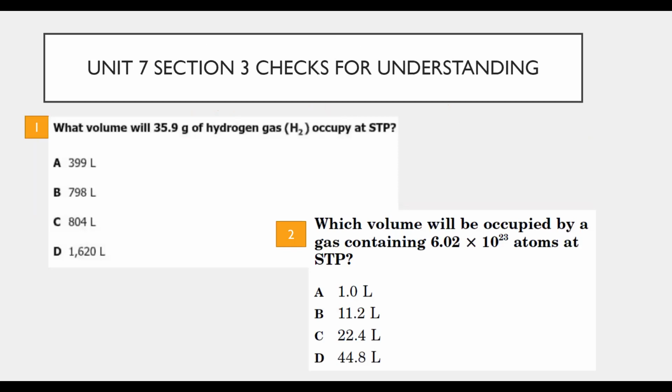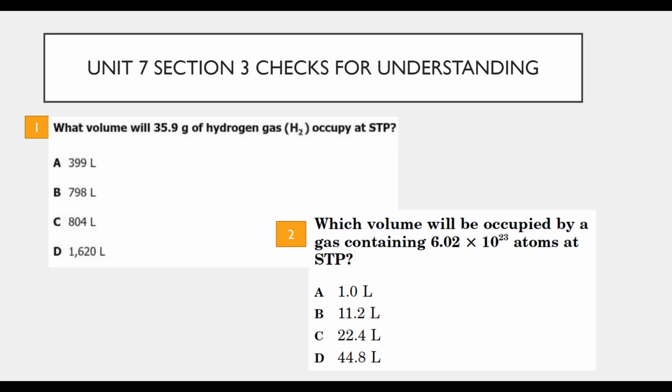All right, checks for understanding number 1. What volume will 35.9 grams of hydrogen gas occupy at STP, standard temperature and pressure? Normally, guys, I told you you could round your atomic masses. For hydrogen, we normally say it's just 1 instead of 1.007. But in this case, they were very specific, because when you try to work this problem rounding, you don't come quite to the answer that they have. You end up with like 402 or something, which I just gave the answer away.